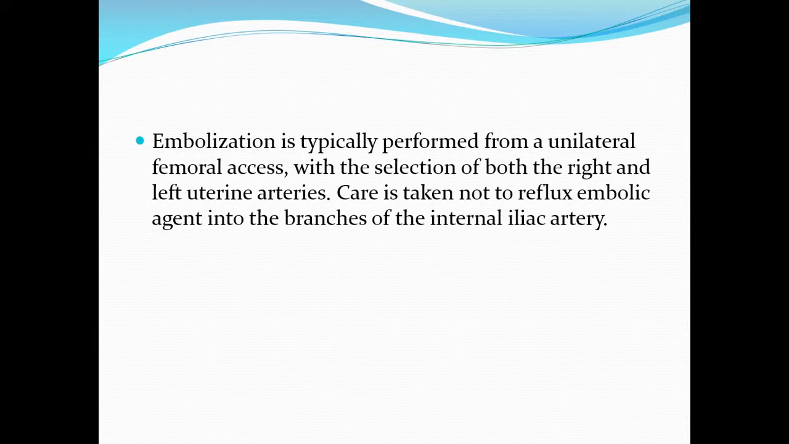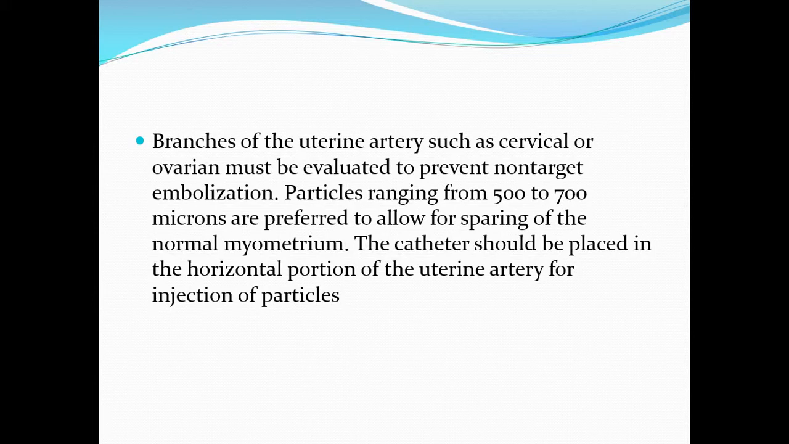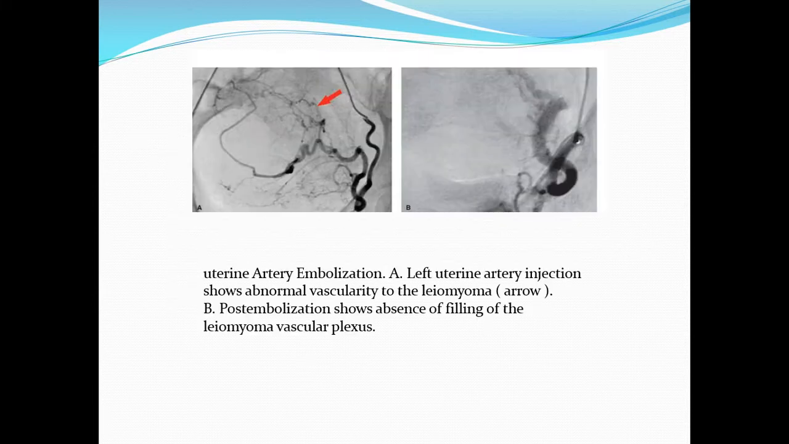So embolization is performed from unilateral femoral access, with selection of both right and left uterine arteries. Care should be taken not to reflux the embolic agents into the branches of the internal iliac artery. Branches of the uterine artery, like the cervical or ovarian branches, should be evaluated. To prevent non-targeted embolization, usually we use 500 to 700 micron PVA particles. This allows sparing of the normal myometrium. The catheter should be placed in the horizontal portion of the uterine artery for the injection of the particles.